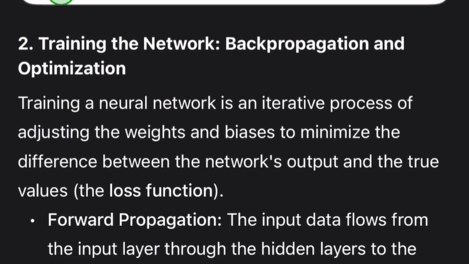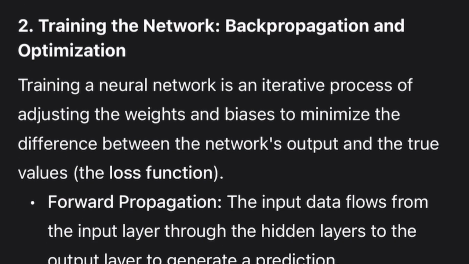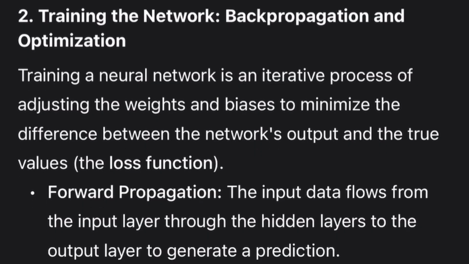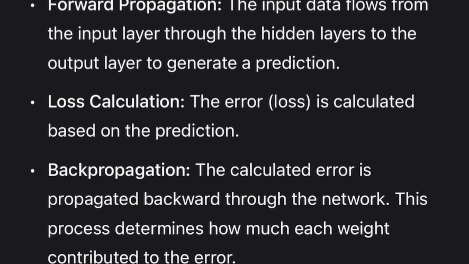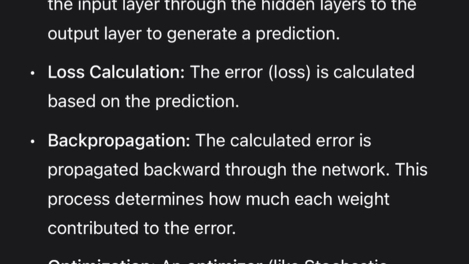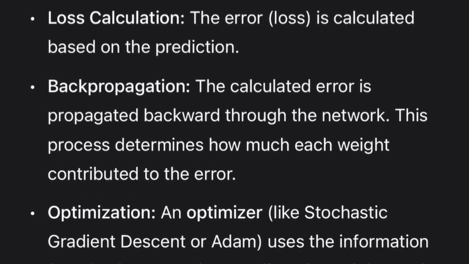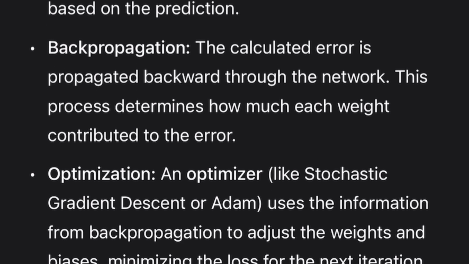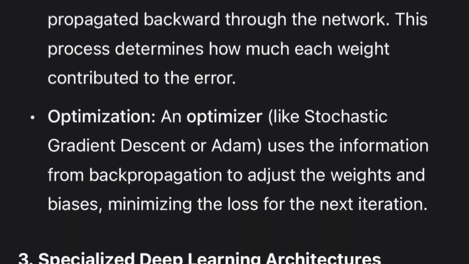Forward propagation: the input data flows from the input layer through the hidden layers to the output layer to generate a prediction. Loss calculation: the error, loss, is calculated based on the prediction. Backpropagation: the calculated error is propagated backward through the network. This process determines how much each weight contributed to the error. Optimization: an optimizer like stochastic gradient descent or ADAM uses the information from backpropagation to adjust the weights and biases, minimizing the loss for the next iteration.